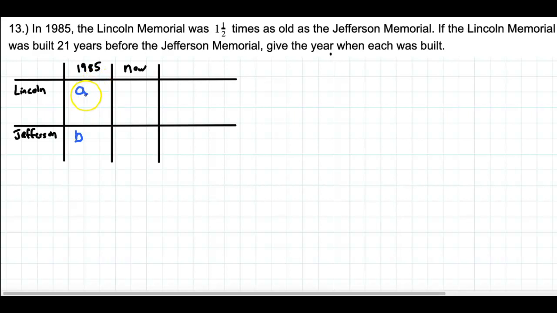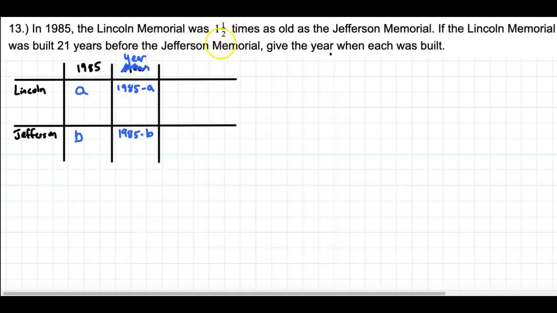Okay. So I guess the age now would be. You know what? Let's not think about this. This is the year built. Let's put the year. And so that would be whatever the age is, 1985 minus A. Okay? The year that it's built is 1985 minus B. Okay, so let's try to find some equivalents here.